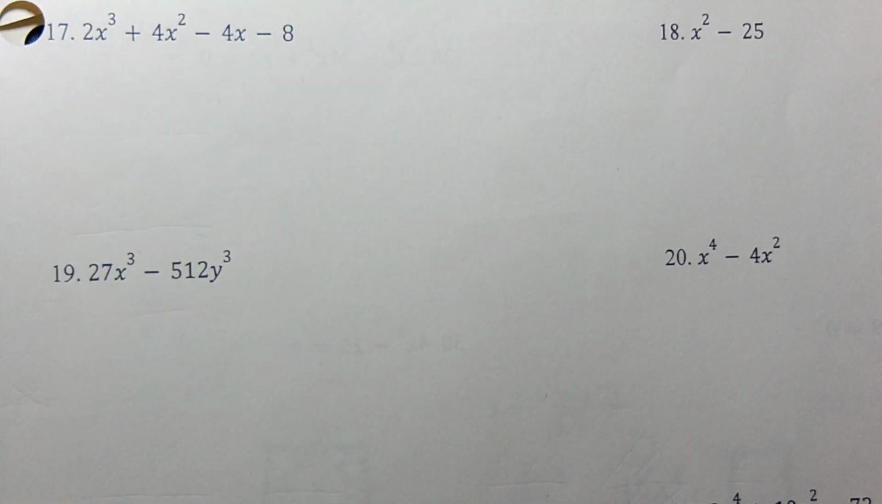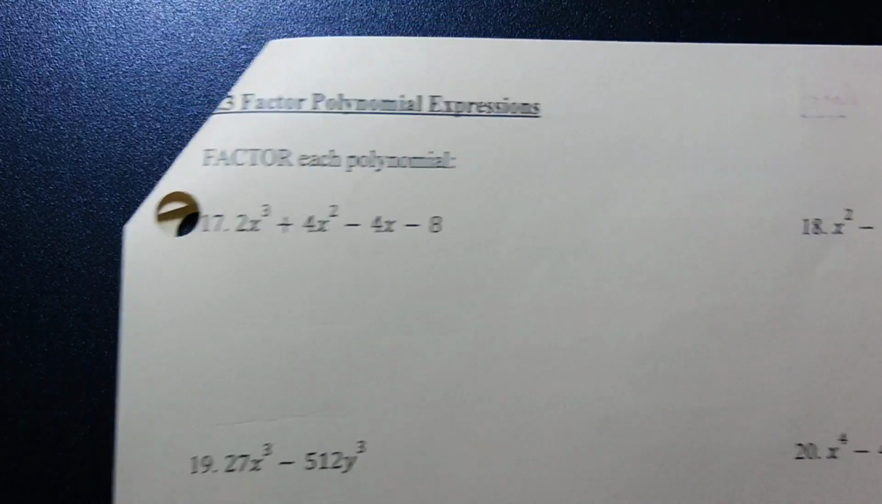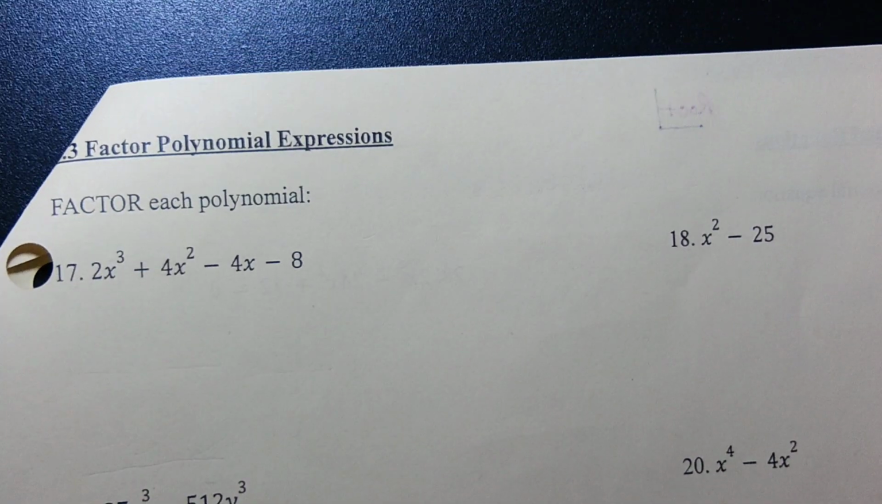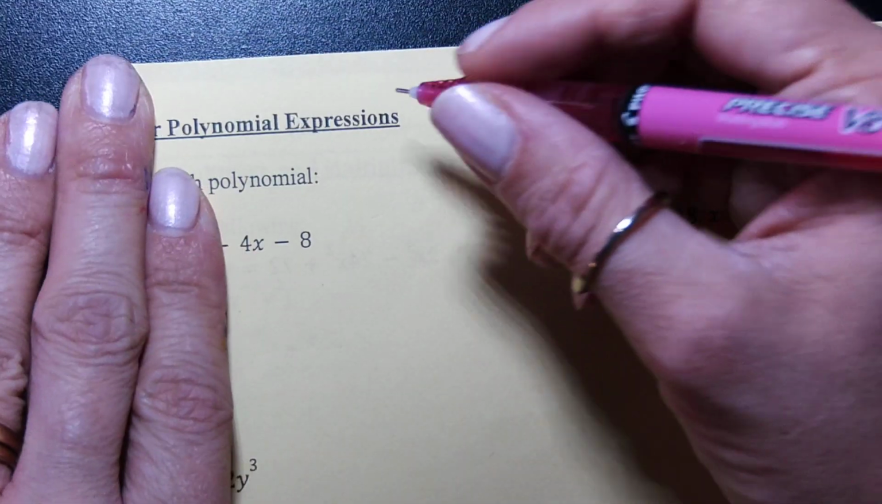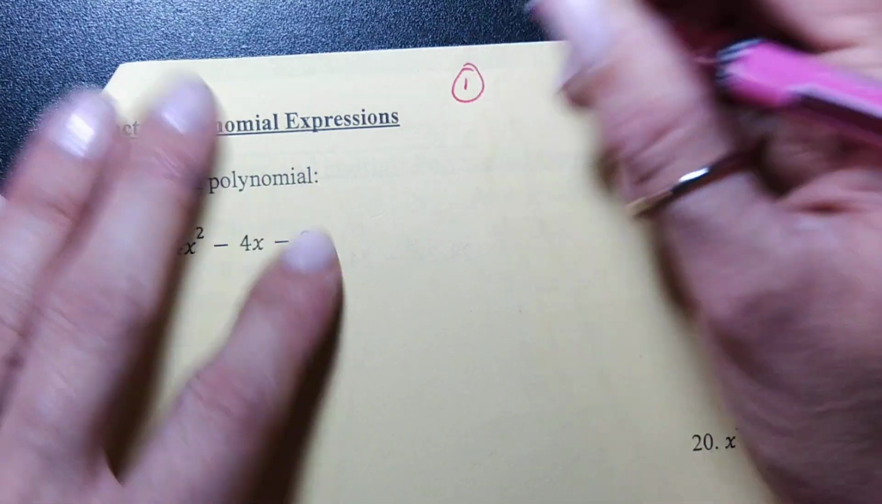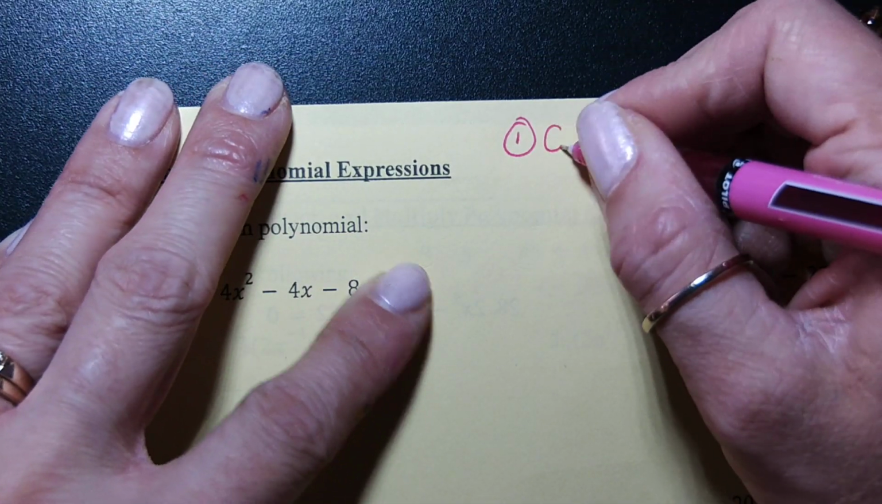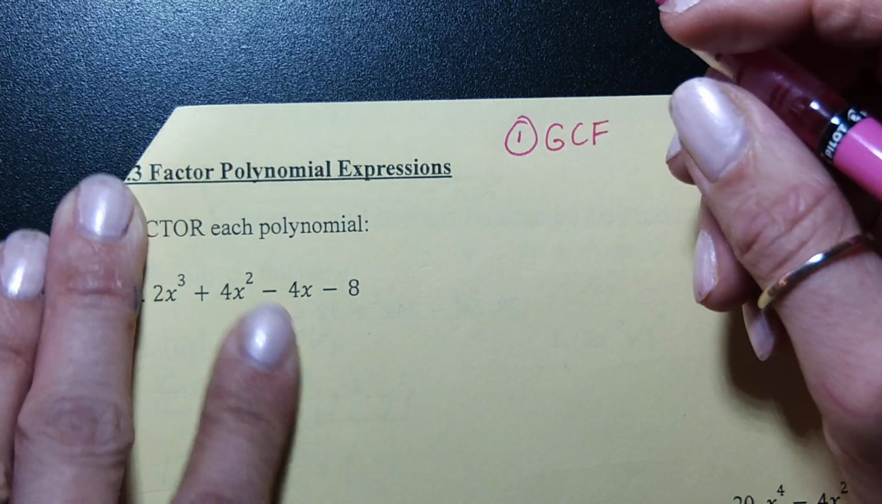At the top of the next page, we are going to be factoring, not solving, not taking it all the way down to our solutions, just factoring. Up at the top, I want to go over our types of factoring. First thing we always check for is a GCF.